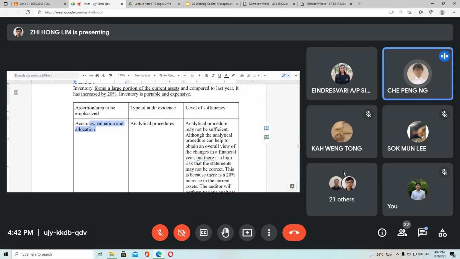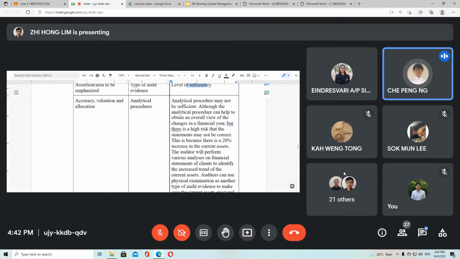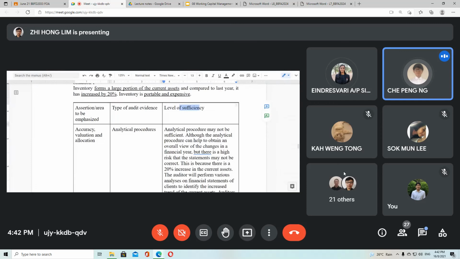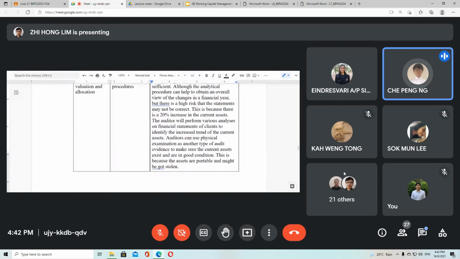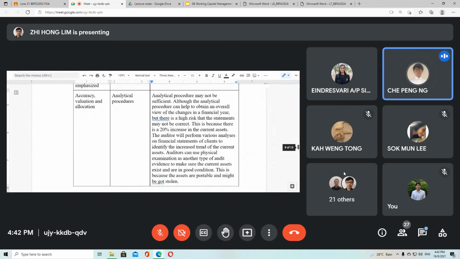And the type of audit evidence is analytical procedures. And the level of sufficiency of the audit evidence: analytical procedures may not be sufficient, although analytical procedures can help to obtain an overall view of the change in the financial year, but there is a risk that the statements will not be correct.